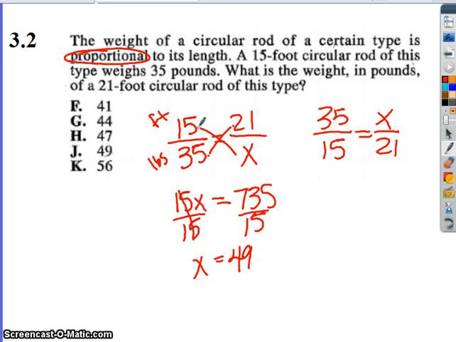So let's think back and make sure this makes sense. 15 feet is 35 pounds, so it makes sense that longer or more feet would be a higher weight of 49, so that makes sense.